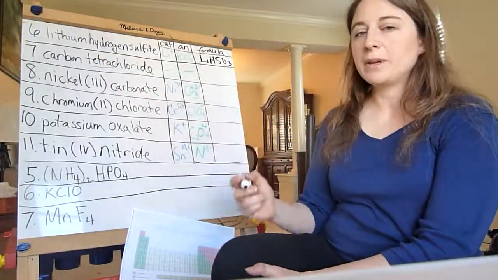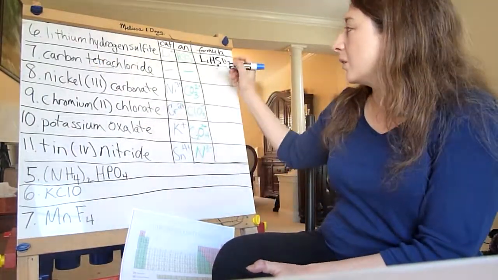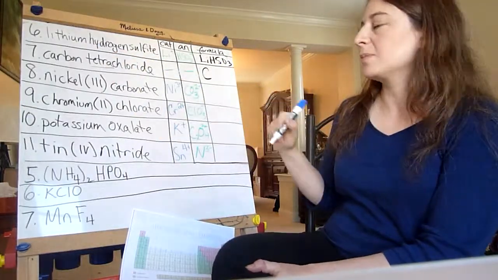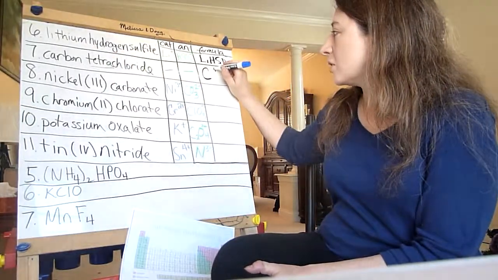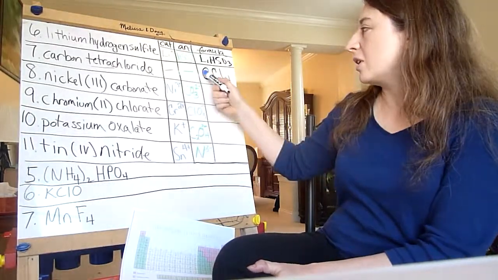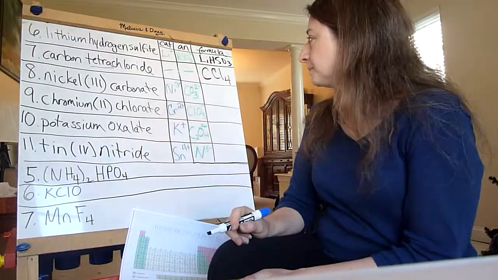Well, we know tetra means 4. So carbon tetrachloride, 1 carbon. Since it doesn't have a prefix, it just is 1. And then tetrachloride, chlorine is Cl. Tetra means 4, so carbon tetrachloride, CCl4.